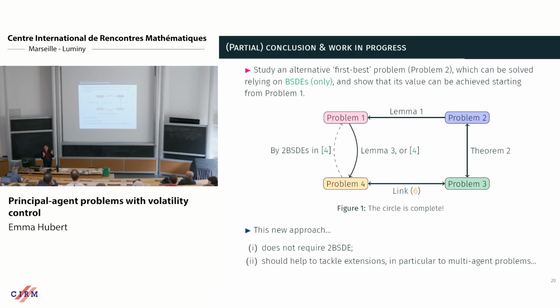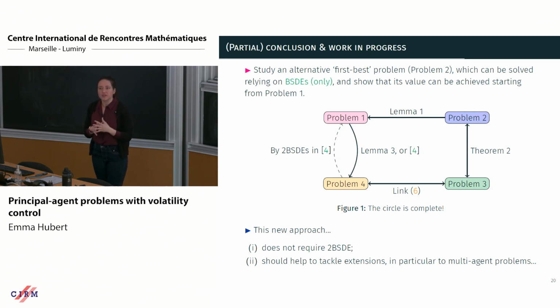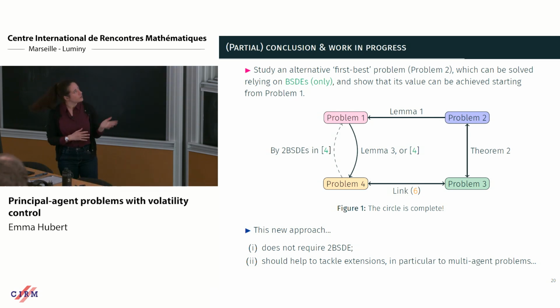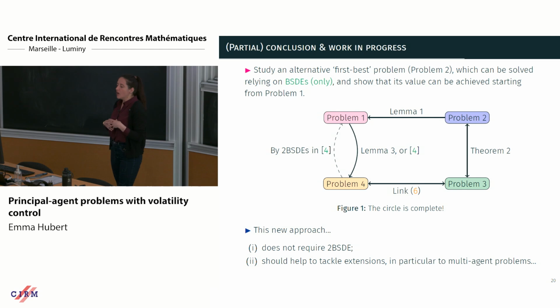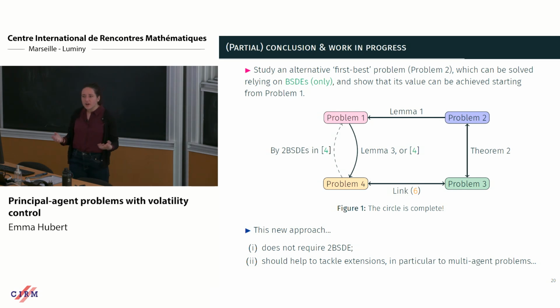Just to conclude a little bit, and then I'll briefly mention what we're doing, mostly on the multi-agent problem, but it's always the same thing, steps 1, 2, 3. First, to summarize, we're formulating an alternative first best problem. This problem doesn't make sense economically, but we can solve it just using BSDE, and then we can show that it's the maximum value that can be achieved by the principal, and that it can be achieved through some contracts. The hope is that with this new approach, because we don't need second order BSDE, we can extend it in a more straightforward way to extensions to multi-agents or mean field type interaction between the principal and the agent, and also to processes with jumps or things like this.